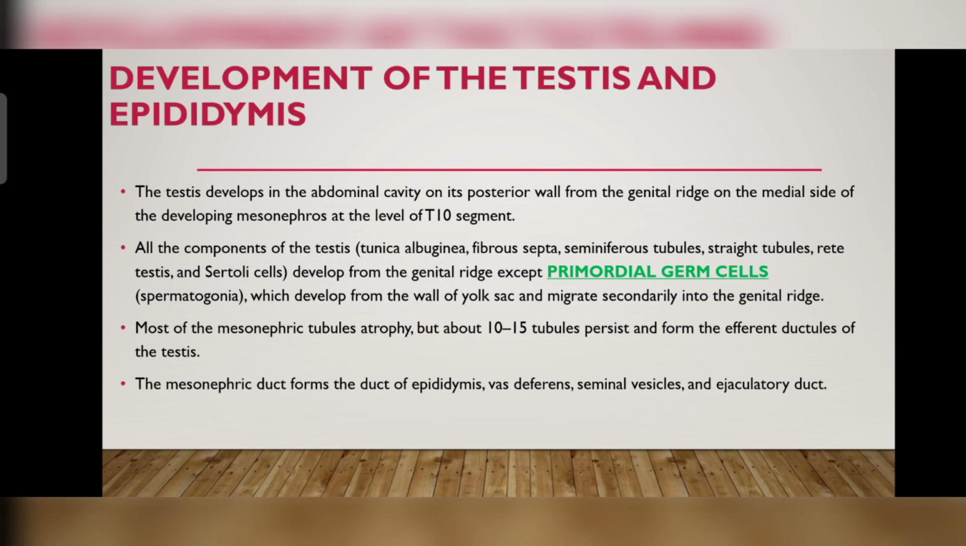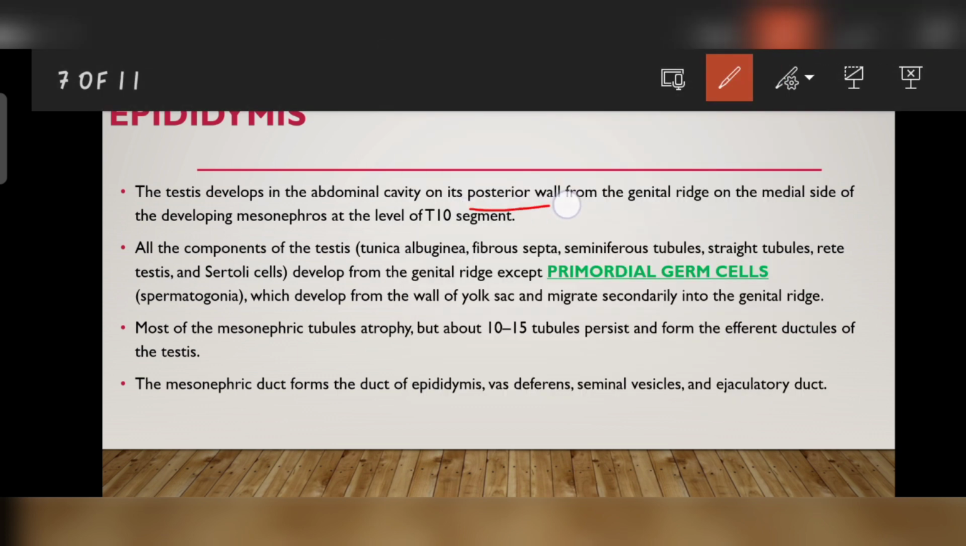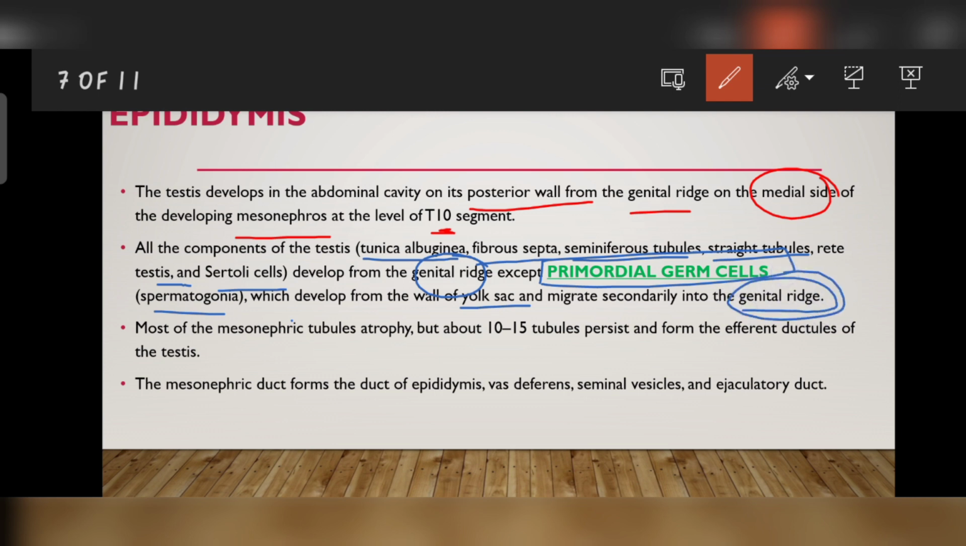Now further concising the points for development of the testis and epididymis. The testis develops in the abdominal cavity on the posterior wall from the genital ridge on the medial side of the developing mesonephros at the level of the T10 segment. All the components of the testis, like tunica albuginea, fibrous septa, seminiferous tubule, straight tubules, rete testis, Sertoli cells, all of these structures develop from genital ridge except this primordial germ cell. This primordial germ cell, basically the spermatogonia, develops from the wall of the yolk sac and migrates secondarily into the genital ridge.